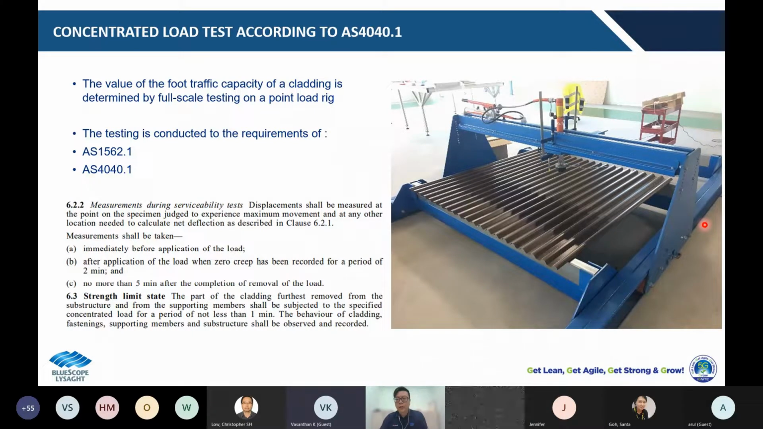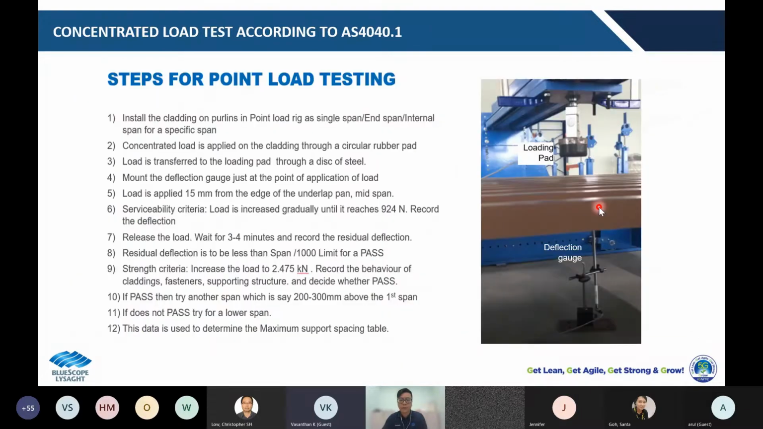Okay, this point load rig is designed and fabricated by NS BlueScope to conduct the test according to AS 4040.1 requirement. We'll conduct the concentrated load test in two stages, as I mentioned earlier, which is serviceability and strength stage. How we conduct the test, I will show you in a subsequent slide. So this slide shows the steps of how we conduct the test.